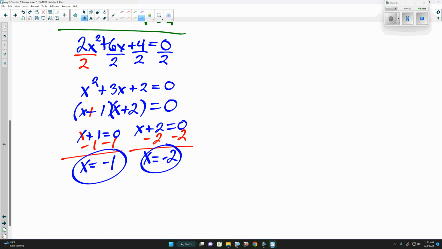Now, at the beginning, we said x could not be negative 1. So the only solution is x is negative 2. And that's it. That's the only difference between normal solving and ones with the restrictions, is that at the end we throw one out. But that's it.